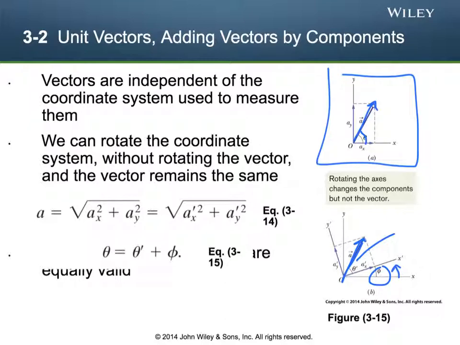Now our components change. We had a small x component here, but by rotating the axis, that made a bigger x component in the second situation and a smaller y component than what we once had. But it still keeps A the same. The vector does not change, just now the components have changed because our perspective has changed. Now, if we want to know how theta, theta prime, and phi relate, well, theta has to equal that change in the rotation of the coordinate system plus the new theta, or theta prime.